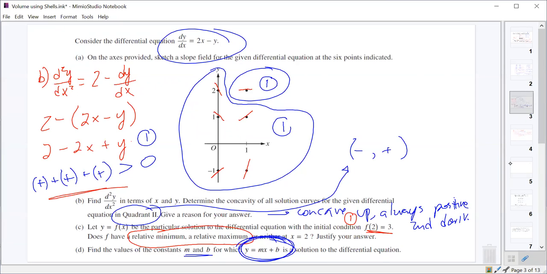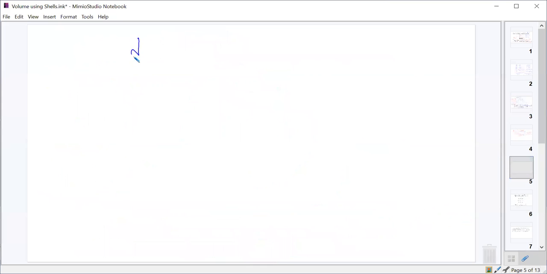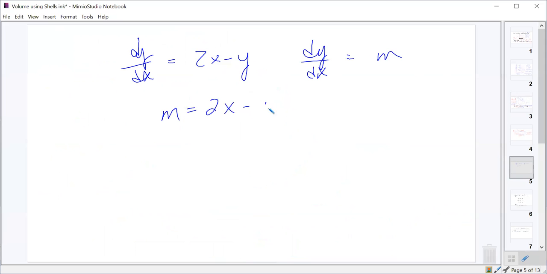M. To be m, right? M is a constant, b is a constant, mx, the derivative of that is m. The derivative of a constant, b, is just 0. So we can say that not only does dy dx equal 2x minus y, but dy dx also needs to equal m, right? So we can set m equal to 2x minus y.